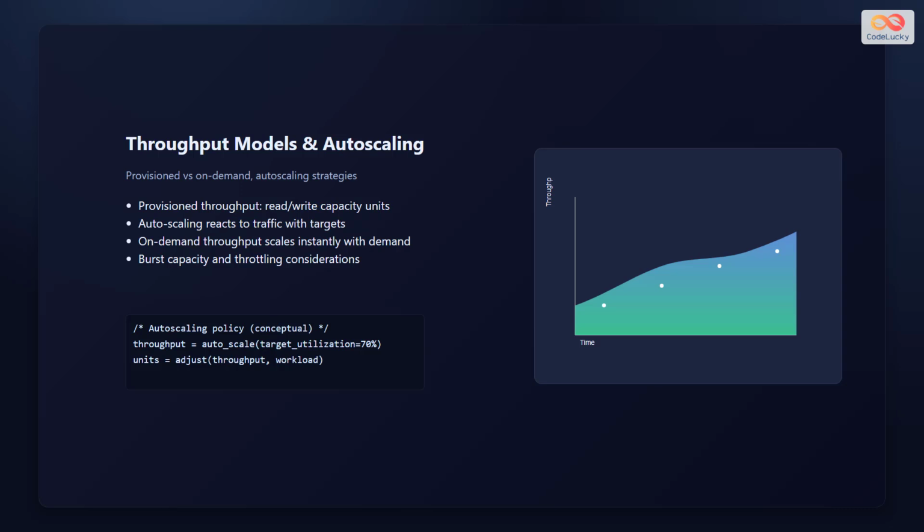The primary key is the unique identifier for each item in a table. DynamoDB supports two types of primary keys. A simple primary key consists of just a partition key, which determines which partition stores the item. A composite primary key combines a partition key and a sort key, allowing you to query items with the same partition key in different orders. Choosing the right partition key is critical for performance because it determines how DynamoDB distributes your data across partitions. A good partition key spreads requests evenly, while a bad one can create hot partitions that become bottlenecks.